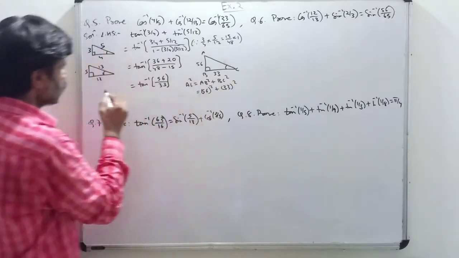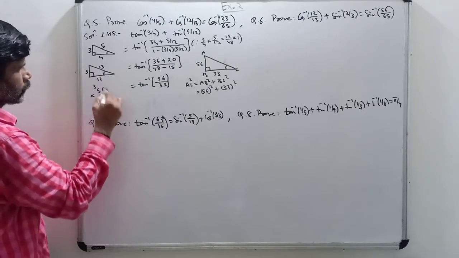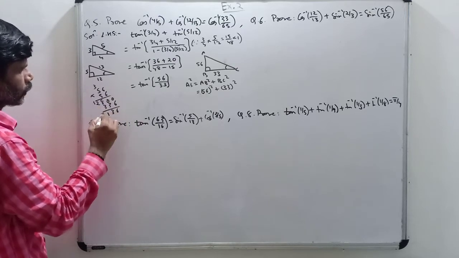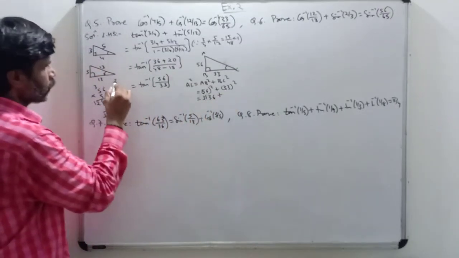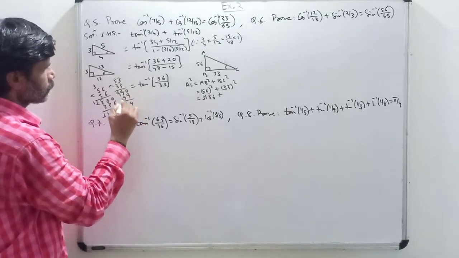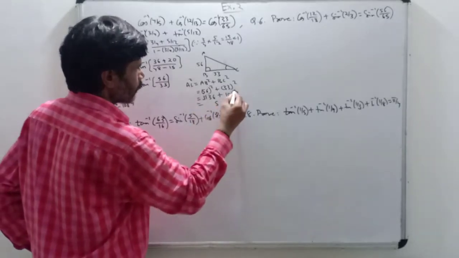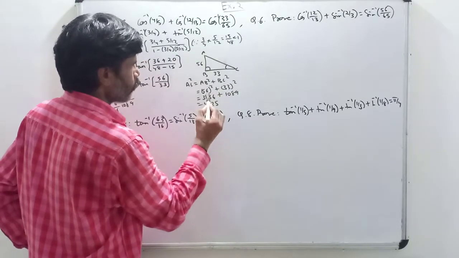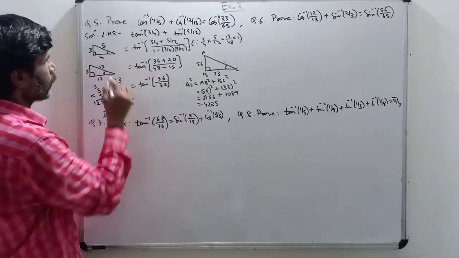Okay, so 56 square we will calculate here. That is 3136. Plus 33 square, which is 1089. So the sum is 4225. Now 4225 will be definitely a square of 65. Let us see.